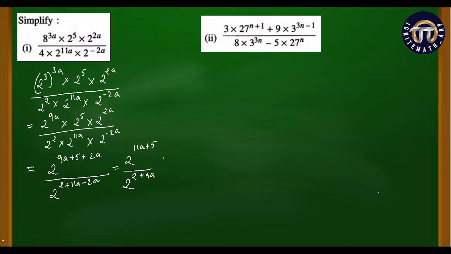Okay, so now I can apply the quotient law. When I apply the quotient law, this becomes 2 to the power of 11a plus 5 minus 2 minus 9a. So that is equal to 2 to the power of 11a minus 9a, which is 2a, plus of this is nothing but 5 minus 2, that is 3.